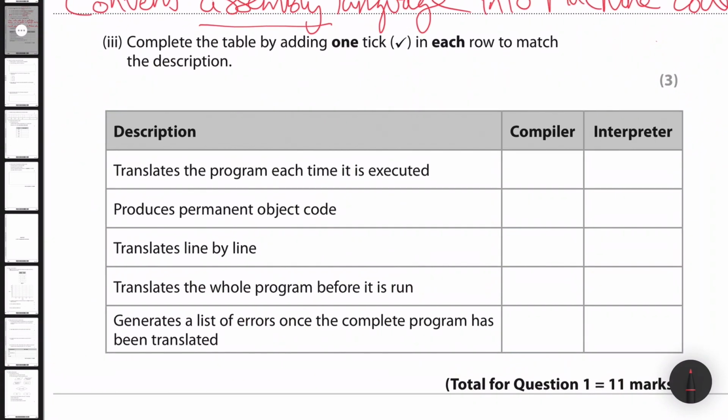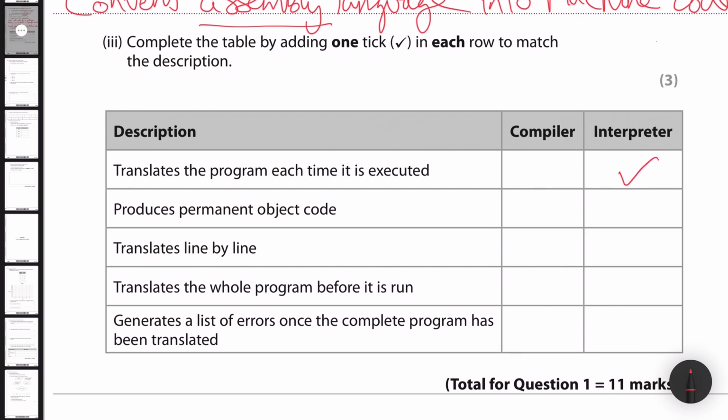Now, for 3 marks, complete the table by adding 1 tick in each row to match the description. So we're still talking about translators. It translates a program each time it is executed. Well, this is similar to if you had an interpreter who was interpreting you speaking in one language and changing it to another. They would translate one part at a time, one sentence at a time, so to speak. So that would be an interpreter.